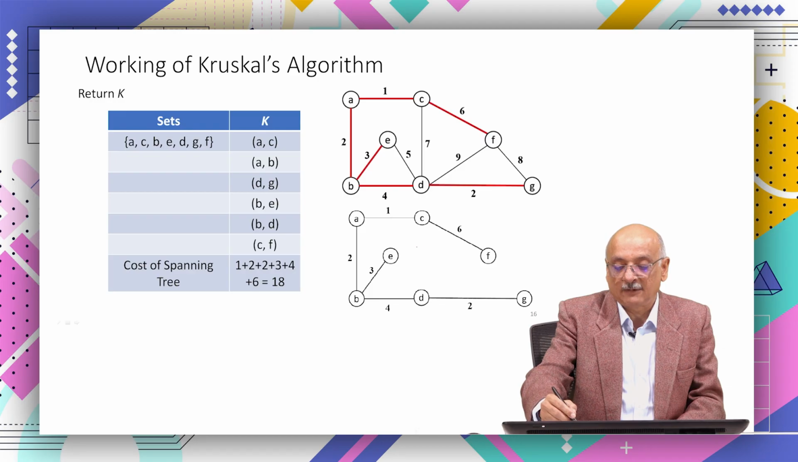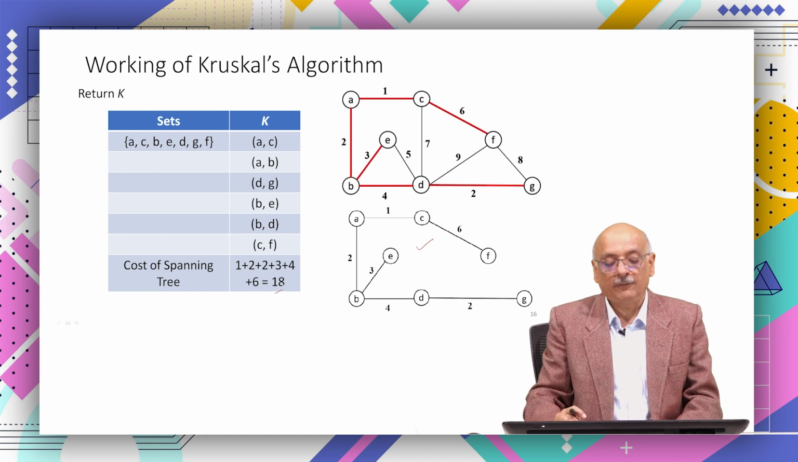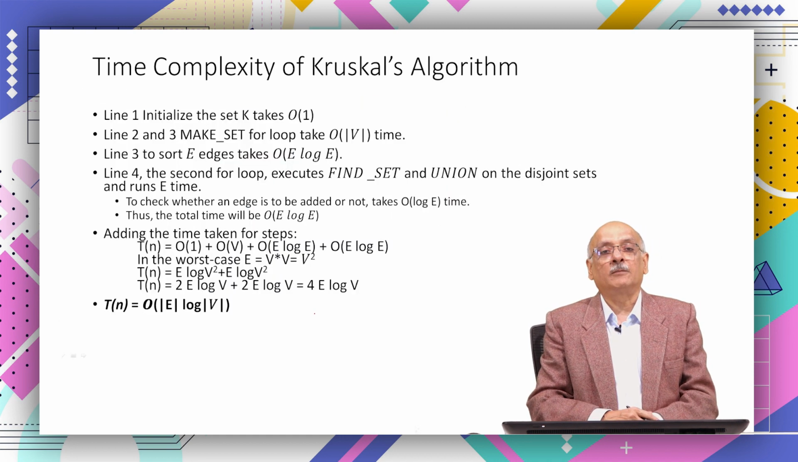So, this is our minimum cost spanning tree, and the weight of that minimum cost spanning tree, you can simply sum up all the edges. If you sum up all the edges, you will get a weight of 18. Now, what is the complexity of Kruskal's algorithm?